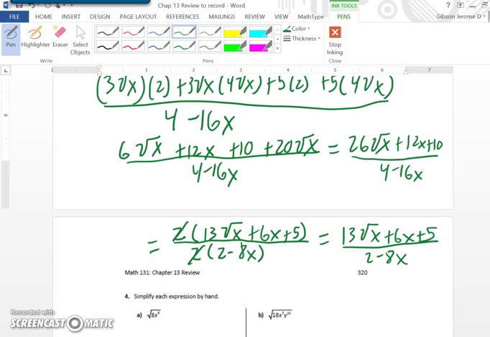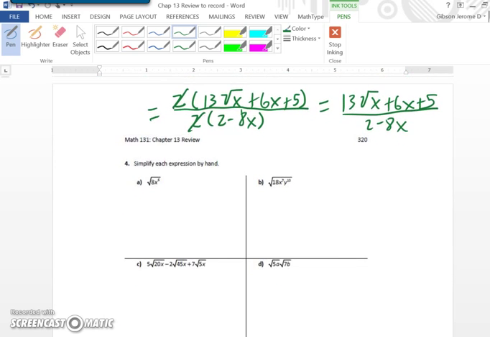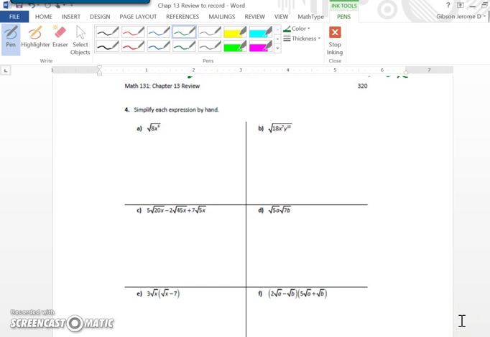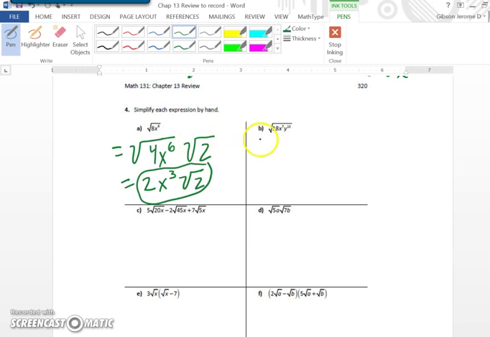Now, we're on the next page. We come here to 4a. We have the square root of 8x to the 6, and they want us to simplify each expression by hand. So now we pull out all perfect squares here. The highest perfect square in 8 is 4. The highest perfect square in x to the 6 is x to the 6. And we still will be left with a square root of 2. The square root of 4 is 2. The square root of x to the 6 is x cubed times the square root of 2. And this is the final answer for 4a.